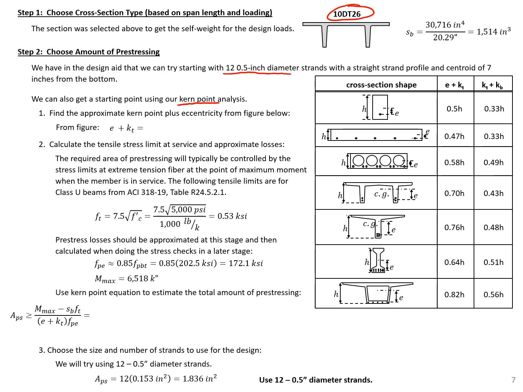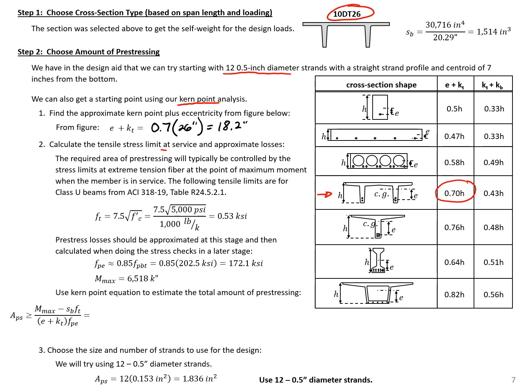And for this, we need to approximate our e plus kt value. So we'll come to the table that I'm showing here on the right. We have a double T section and we need e plus kt, which is going to be 0.7 times h. So 0.7 times the height of our section, 26 inches, is going to give us an e plus kt of 18.2 inches.